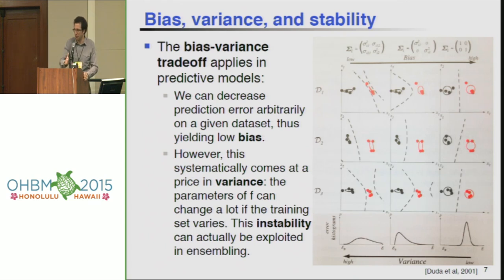If you have a very simple model, maybe too simple, you're going to have a high bias on the data, so you're not going to predict very well, but it's going to be very stable. No matter what data I give you, your prediction is not going to change very much. So let's look at an example of what this means.